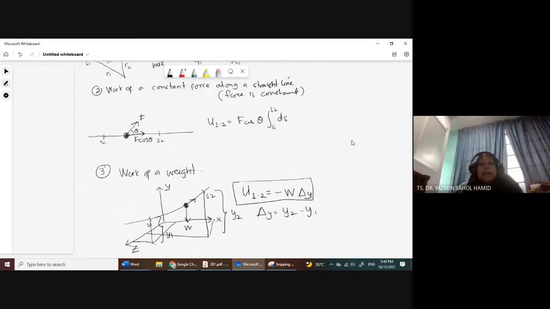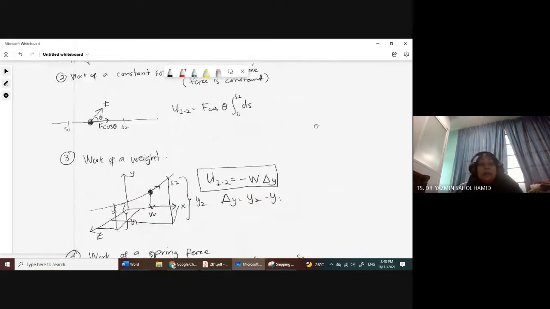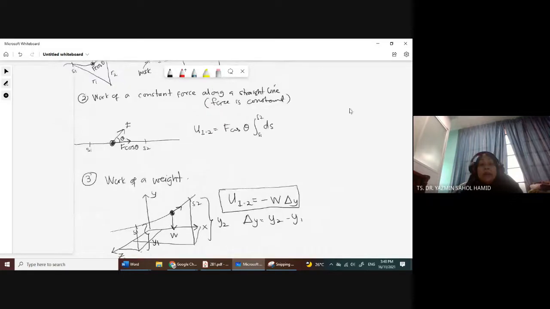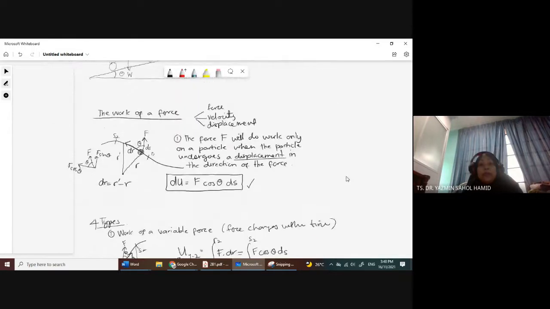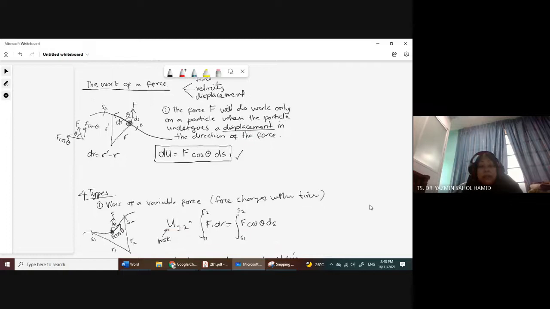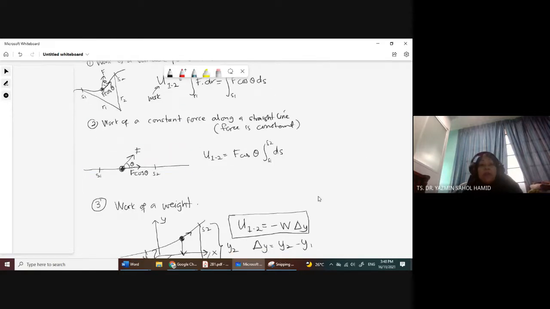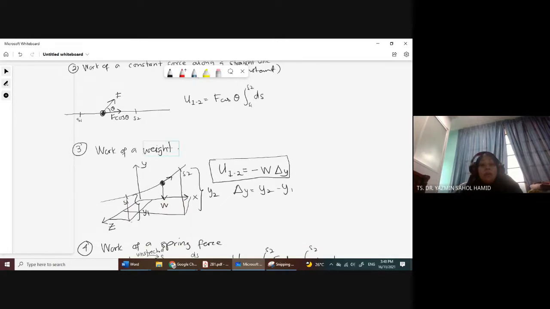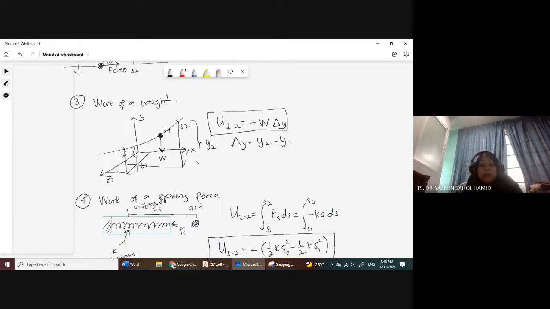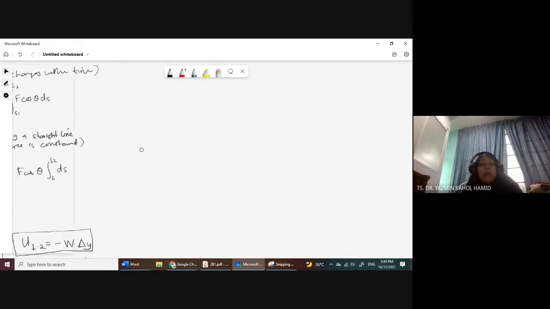Okay, before this is the fundamental concept, understanding the concept. What is important here, you must understand the work of the force F will only undergo work in the direction when the particle undergoes the displacement in the direction of the force. This is a very important statement. And then you have four types: work of a variable force, work of a constant force, work of a weight, and lastly, work of a spring. Understand all this. Now we're going to go to application.